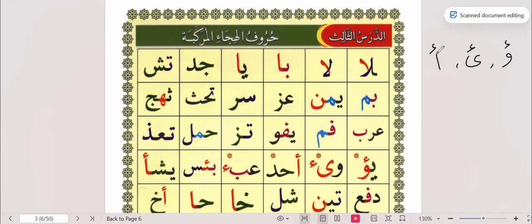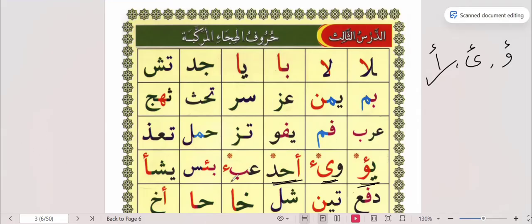Of course it depends on the positioning of Hamza. If Hamza is the first letter of the word, definitely it comes on Alif, and if it appears as the second letter, or in the middle or at the end, it may come on Ya and Waw. Like here, Hamza is the second letter, therefore it's on Waw. Hamza is the second letter, therefore it's on Ya. But when Hamza is the first letter, it will always come at the top of Alif.